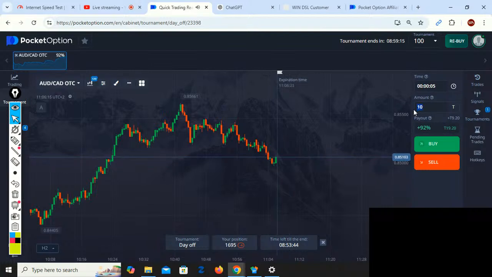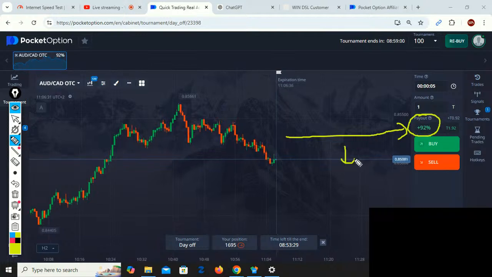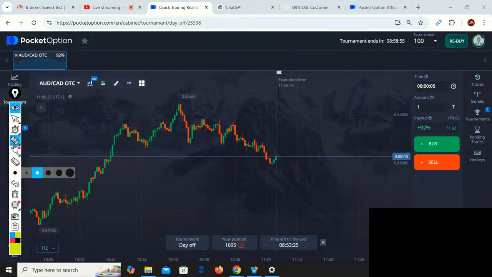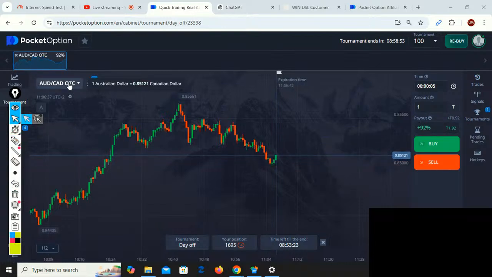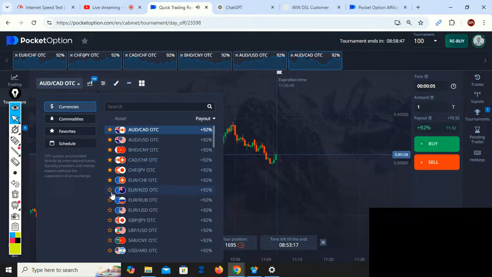Third, we need to set the first trade amount to 1. Now, very important factor for this strategy to work, you need to be trading on pairs that have at least a 90% payout. Anything below 90%, your martingale strategy will end in a loss. So you need 90% at least. Let me add a few pairs with proper return on investment.